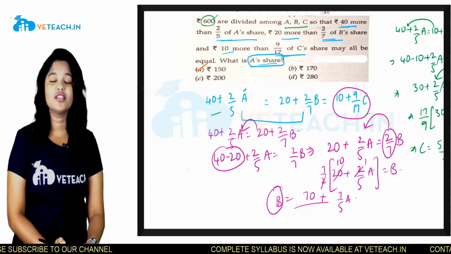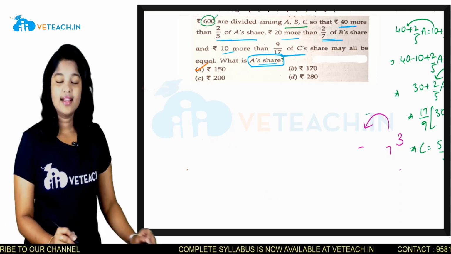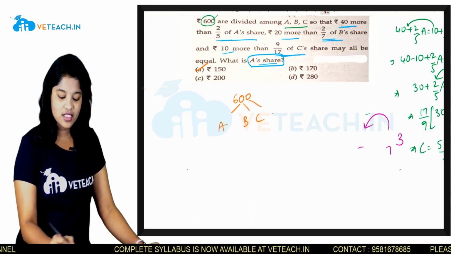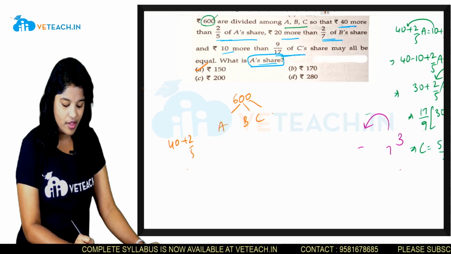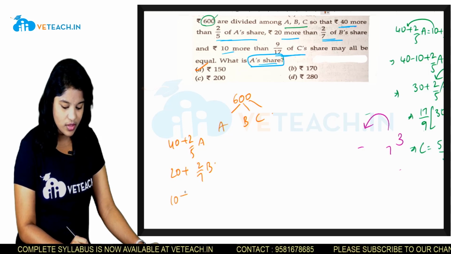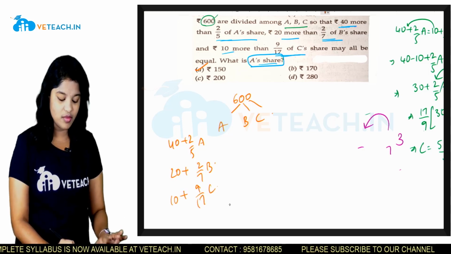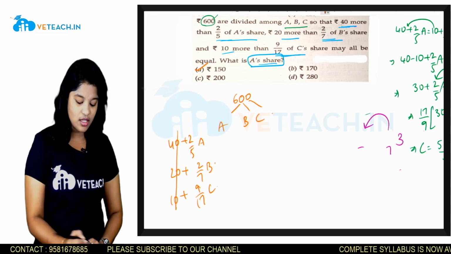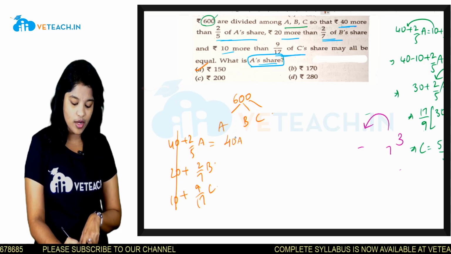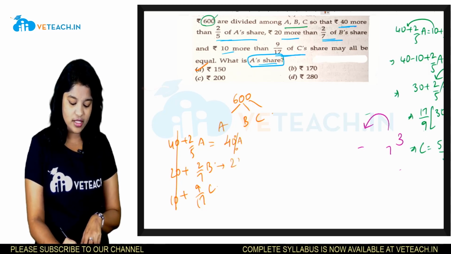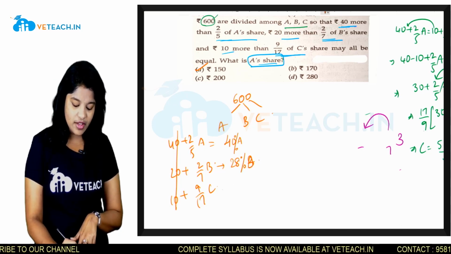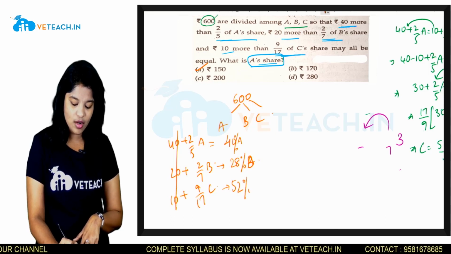Without doing this long procedure, we can solve it in a simple method. Consider 600 is divided among A, B, C. First, they have given that 40 more than 2 by 5 of A and 20 more than 2 by 7 of B and 10 more than 9 by 17 of C. Three terms are equal. Before, neglect these additional terms which we are adding and write down 2 by 5 of A is approximately equal to 40% of A and 2 by 7 is approximately equal to 28% of B. And 9 by 17 is approximately equal to 52% of C.